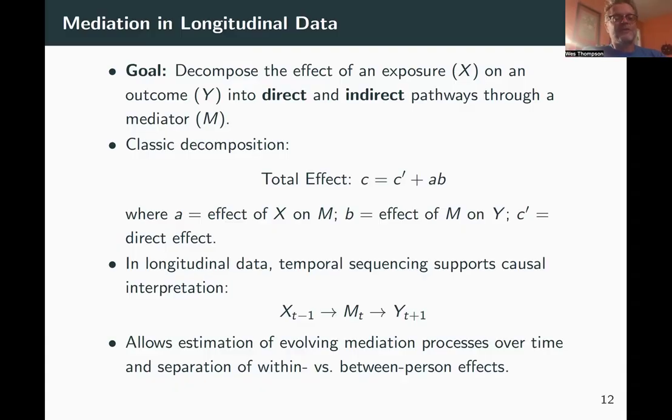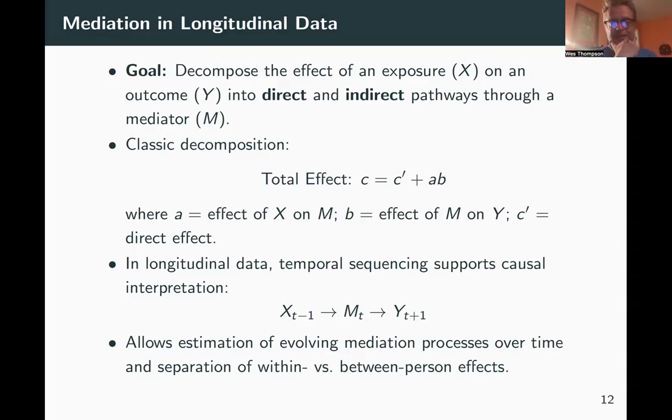And so the basic idea of mediation is that you have the exposure X, the outcome Y, and you can decompose the impact of the exposure X on Y into direct and indirect pathways via the mediator M. So the classic decomposition is that the total effect c is equal to c prime plus a times b, where c prime is the direct effect, a is the effect of X on M, and b is the effect of M on Y. And so the total effect is just the sum of the two, the direct and the indirect effects.